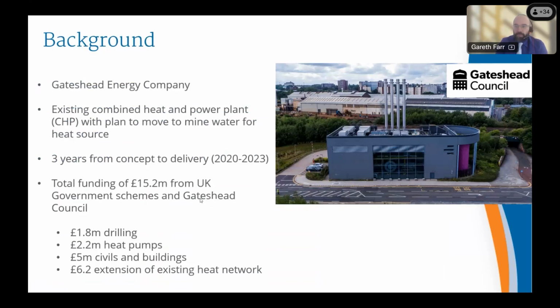In terms of funding, I think the total funding that I'm aware of for the wider project is £15.2 million. And you can see below is some of the breakdown in costs there. So there is a cost for the drilling and the heat pumps, but a lot of other civils and buildings as well. And I think the heat network consists of over 5 kilometres of pipe work as well. So it wasn't all for the underground element. So let's dive in deeper.